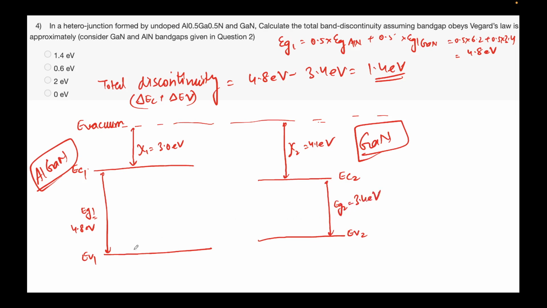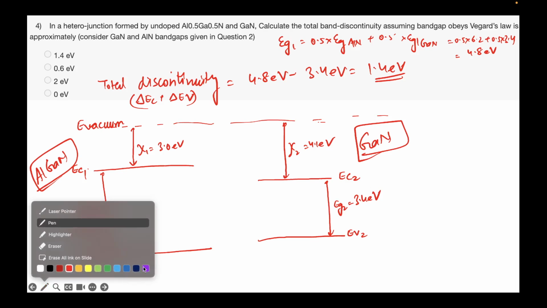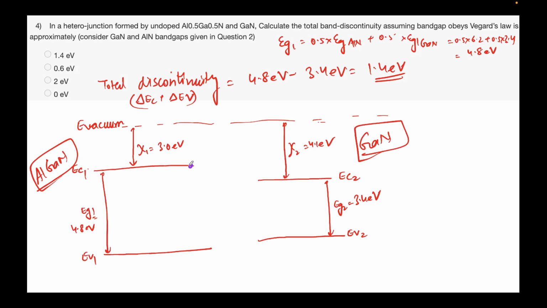What are these absolute values? If I write the absolute values, I'm doing it in a different color. So this energy is 3 eV. This energy is 3 plus 4.8, that's 7.8 eV. This energy is 4.1 eV. I'm writing all this in reference to the vacuum level. And this energy is 4.1 plus 3.4, 7.5 eV. So you can see the right material fits nicely, actually it's very close, almost fits nicely into the band gap of the first semiconductor.